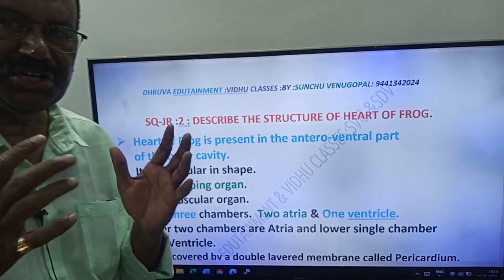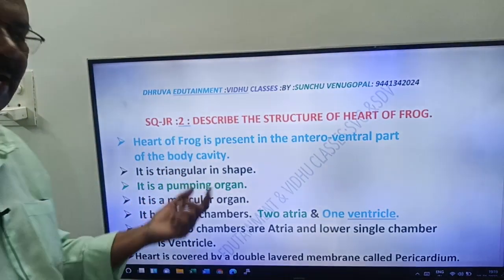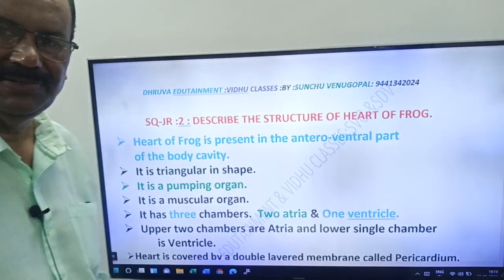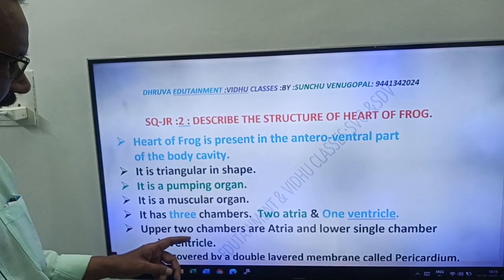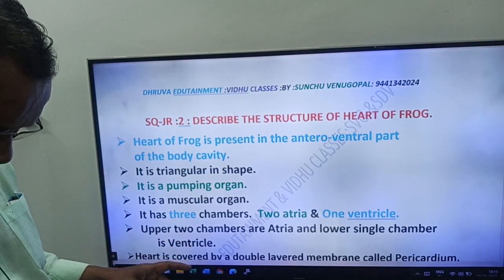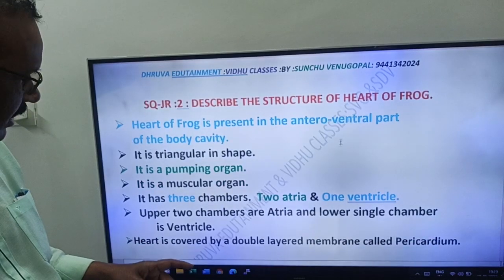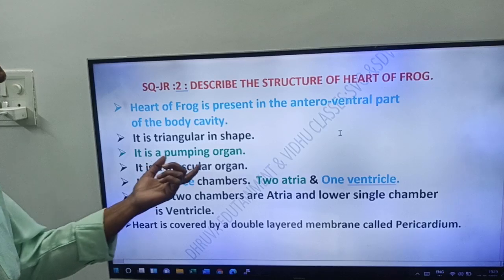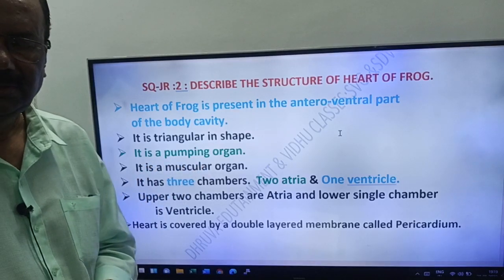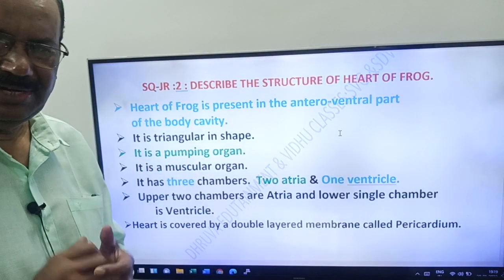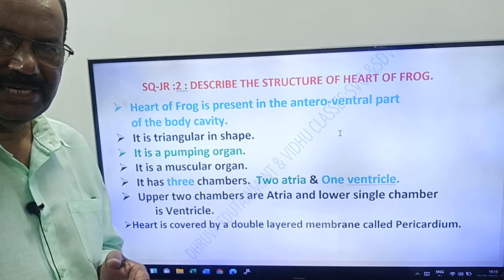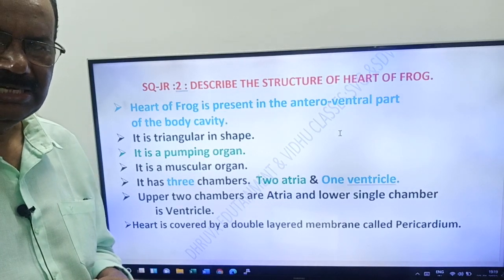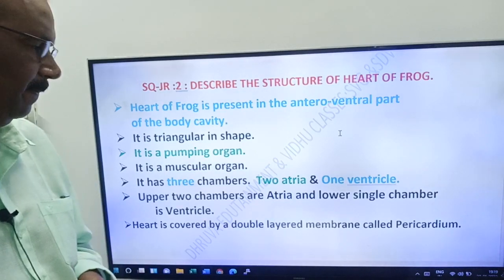Next, friends, what is its shape? It is triangular in shape. The heart of frog is triangular in shape. It is a pumping organ. The shape is triangular, friends. It pumps the blood to various body parts. So what we are saying is a pumping organ.